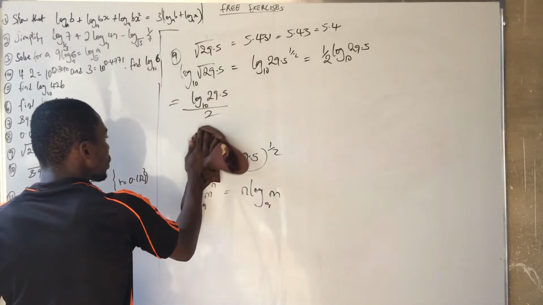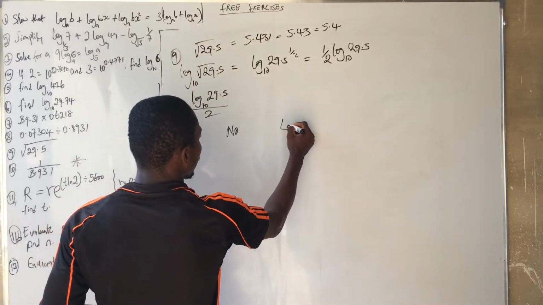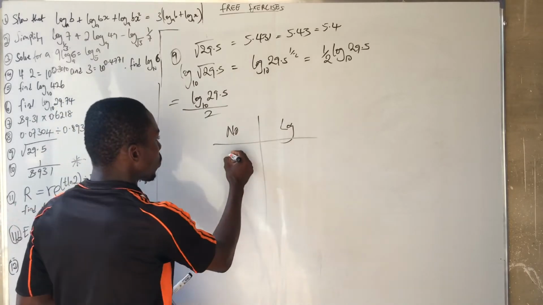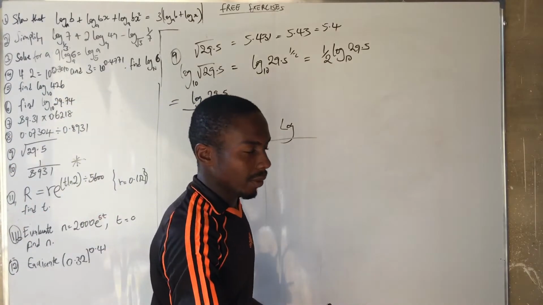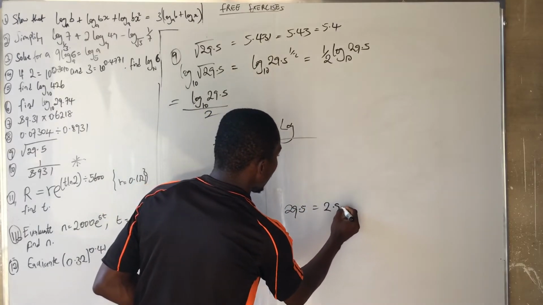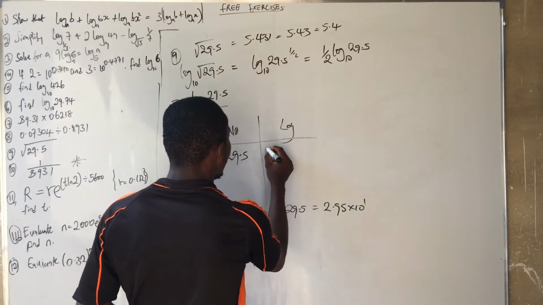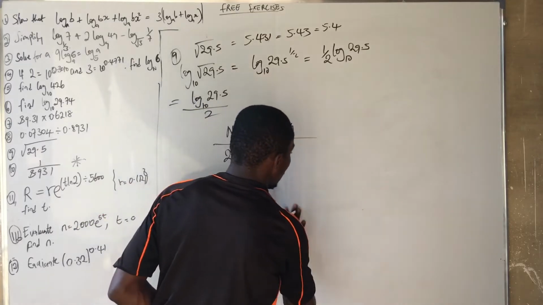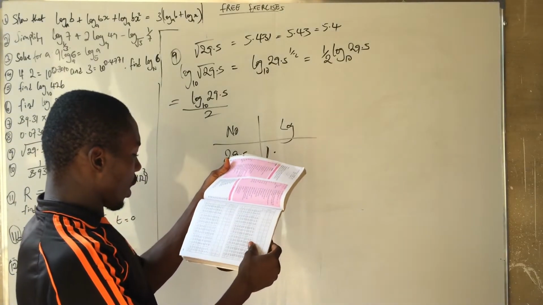Having gotten to that stage, it is easy enough to put it in number and log. So what is the next thing I do? What is the number I'm looking for? Its logarithm is 29.5. Now what is the characteristic? The first thing I'm going to do to get the characteristic is put it in standard form. 29.5 in standard form is 2.95 times 10 raised to the power 1. So the characteristic here is 1 point, and now look for the logarithm of 29 under 5.